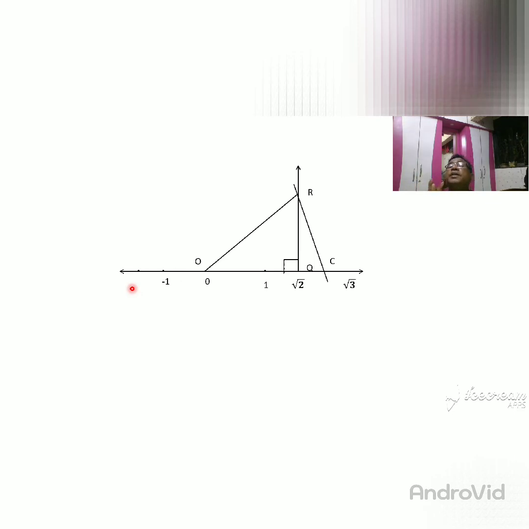I will again explain it in Marathi. How can you write root 3?